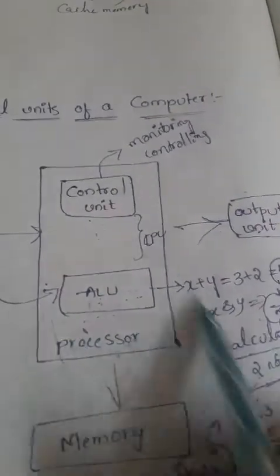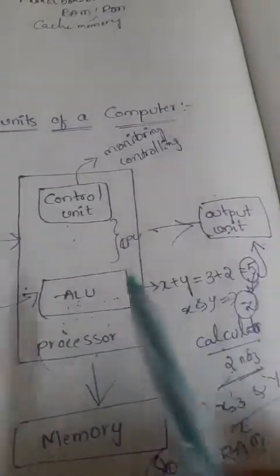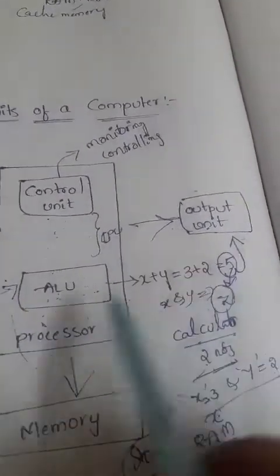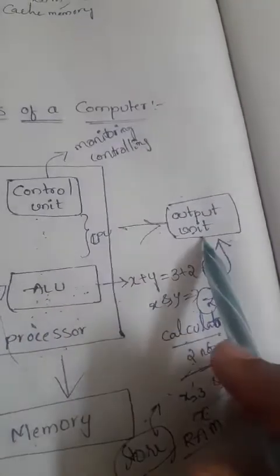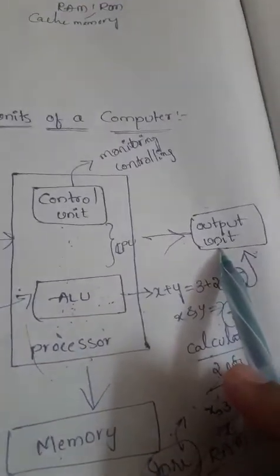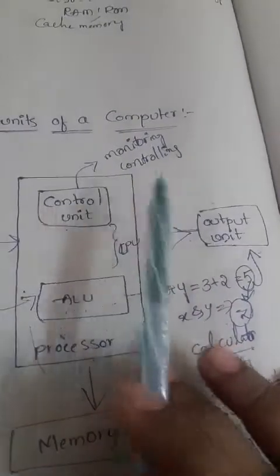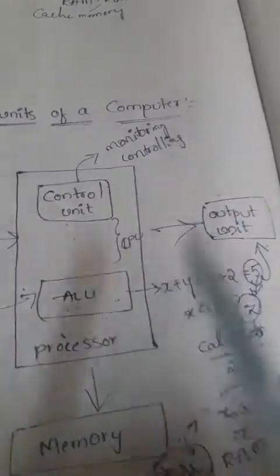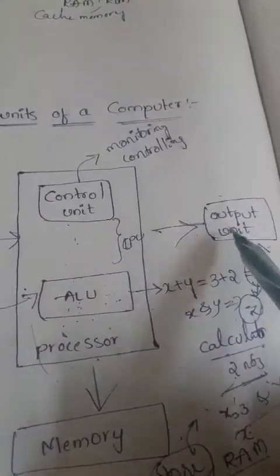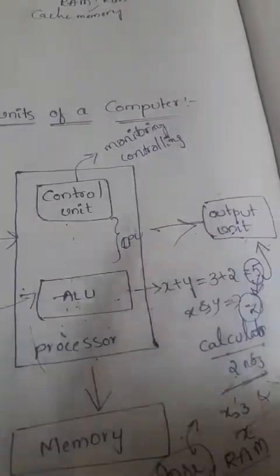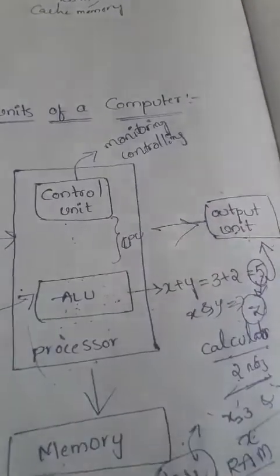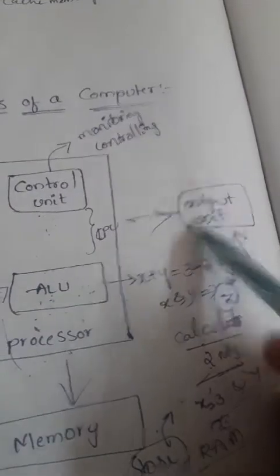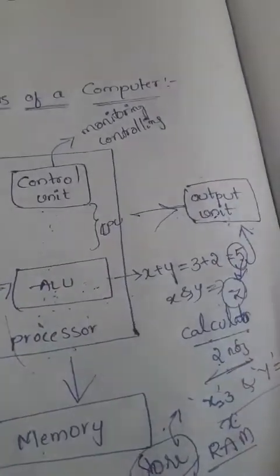Here the operation is performed. The result we get from the ALU is given to the output unit. And what about the control unit? While the operation is going on, it will be monitoring the activities. The output unit just takes that information and exhibits it through the monitor. So the output unit can display the information.